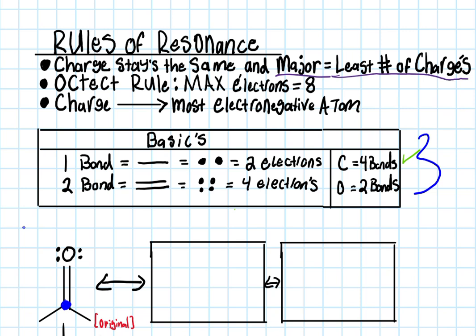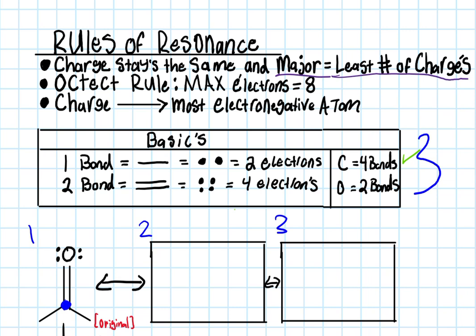So this is our original structure, and the problem is asking to solve for the other two resonance structures with this. So this is the original. As we can see, oxygen and all the carbons have a charge of zero.